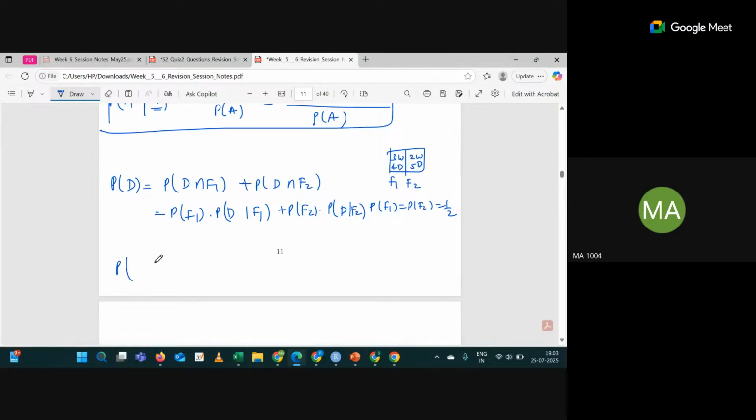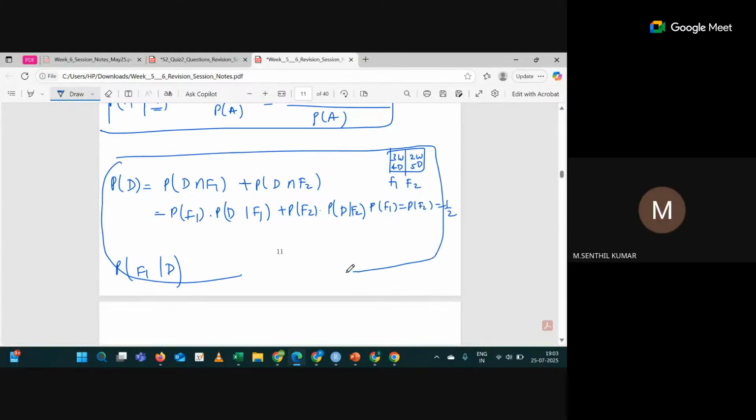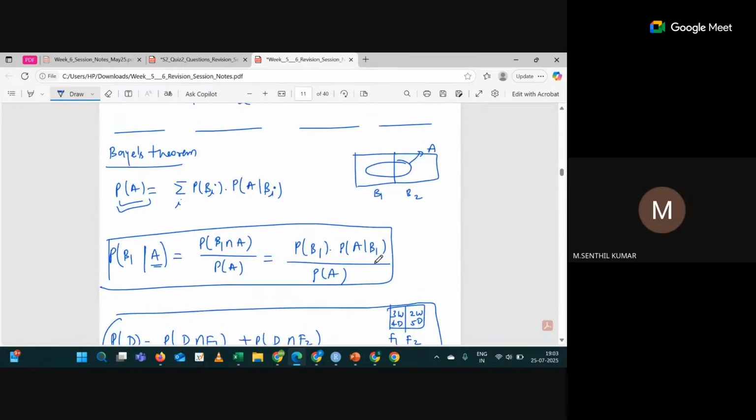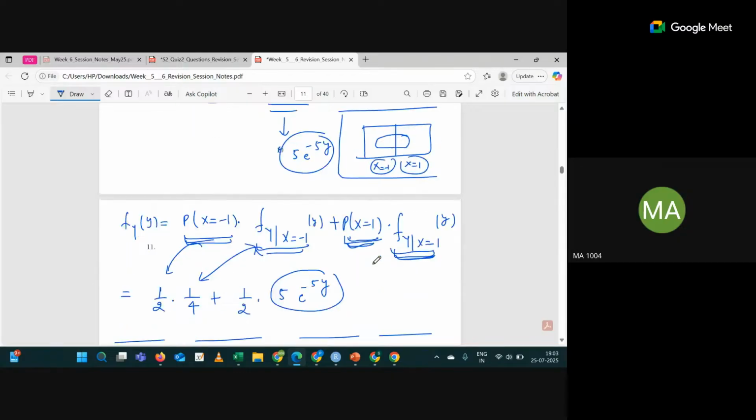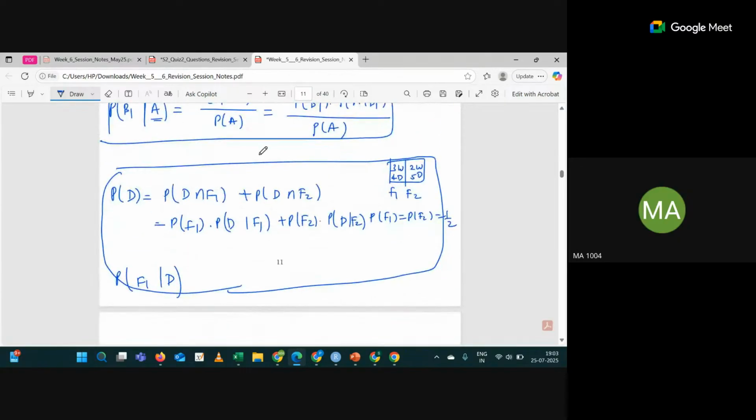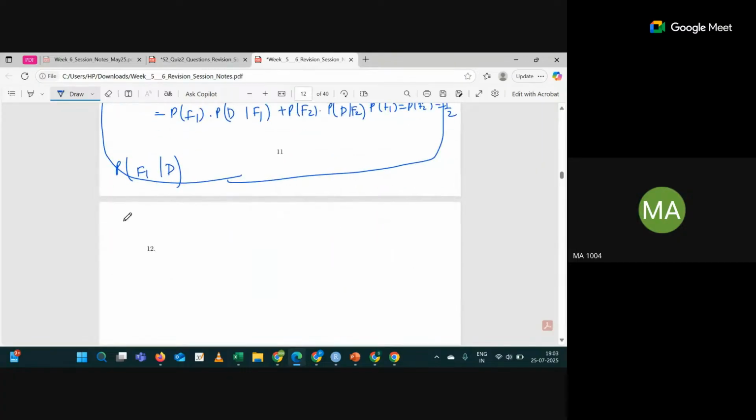Now let's change the question. Suppose this dark chocolate has been selected. What is the probability that it's from fridge 1? That's where this Bayes theorem comes into the picture. The earlier slide, back to back, was the law of total probability. Those two are different things. So why did I start this Bayes theorem? So that you can relate.